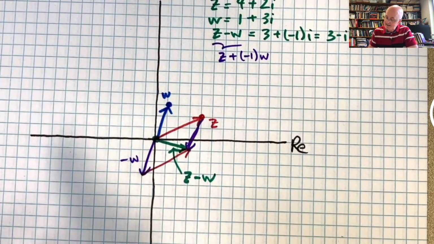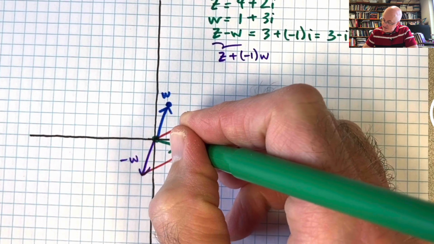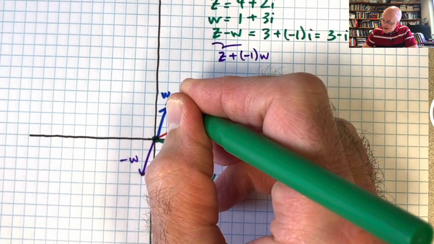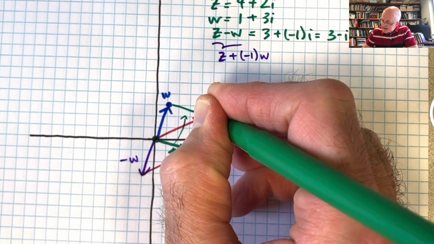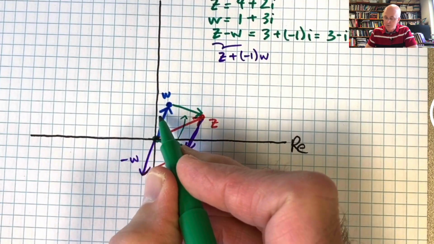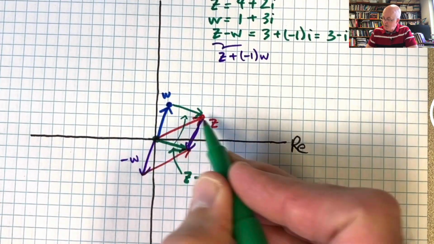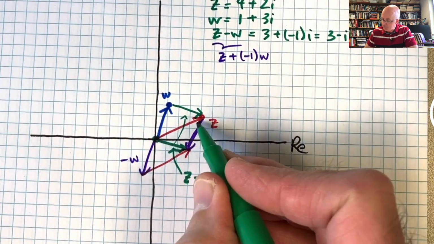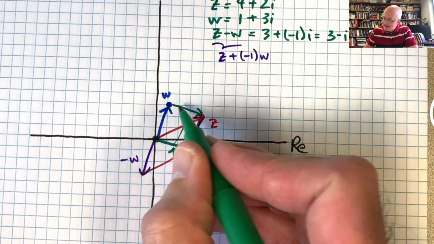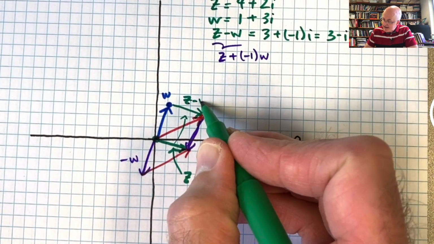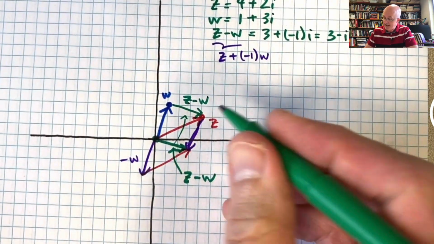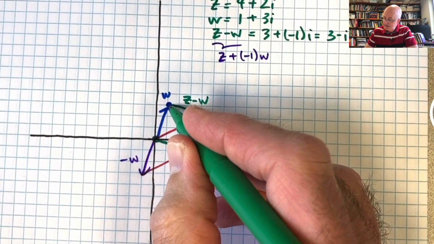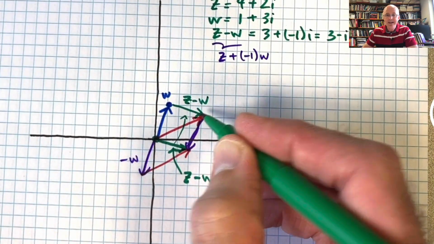Another way to think of this is that I can translate this vector up here, and I see that it connects the point for w, or the tip of the arrow for w, with the point for z, or the tip or head of the arrow for z. z minus w is up there as well. That's pretty nice. It's an arrow that goes from the tip of w to the tip of z.